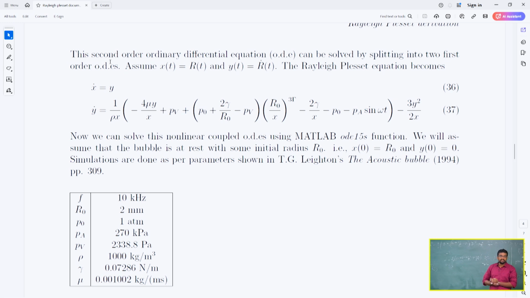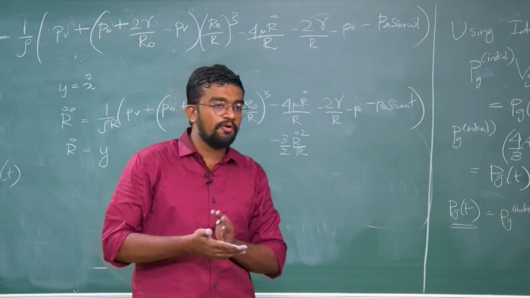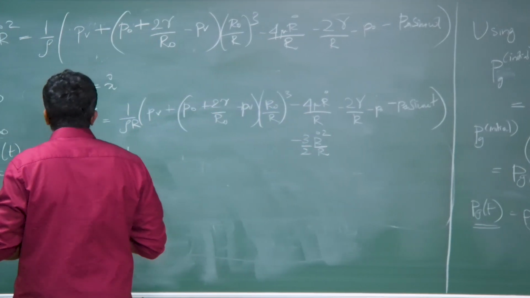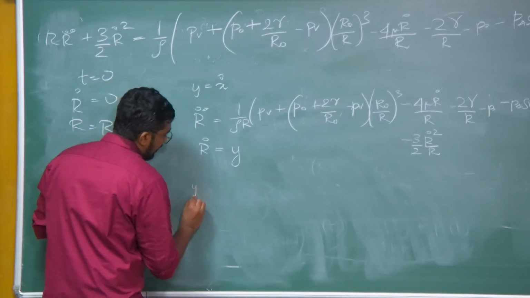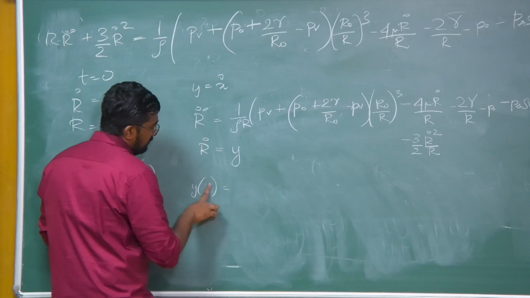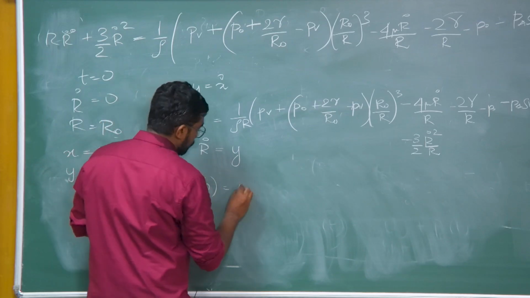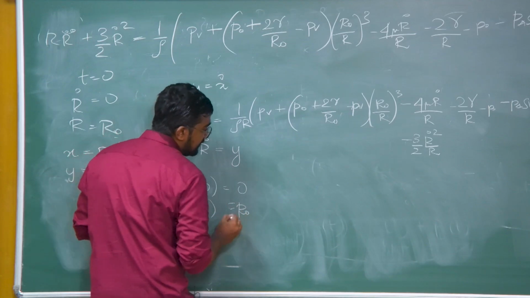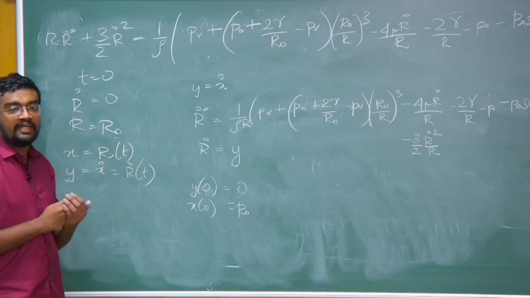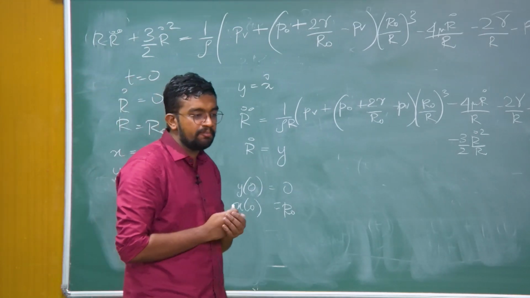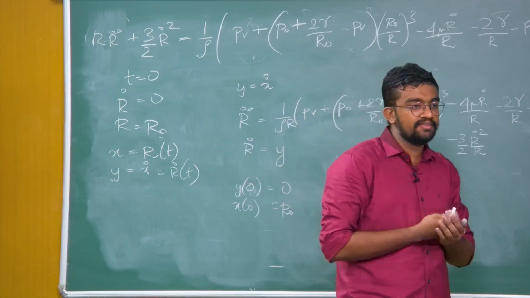Now, what we will do is we will use a computational device like MATLAB or Mathematica and solve both of these simultaneously, giving an initial condition that y of 0 is 0 and x of 0 is some r 0, which is the initial radius of the bubble. Okay. We will explain the MATLAB part maybe in some tutorial, I guess.